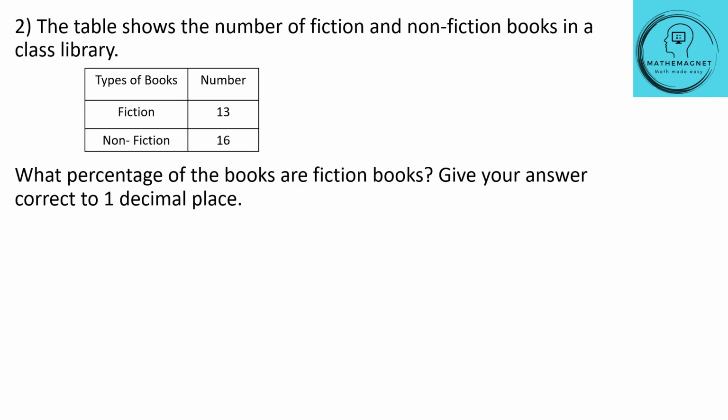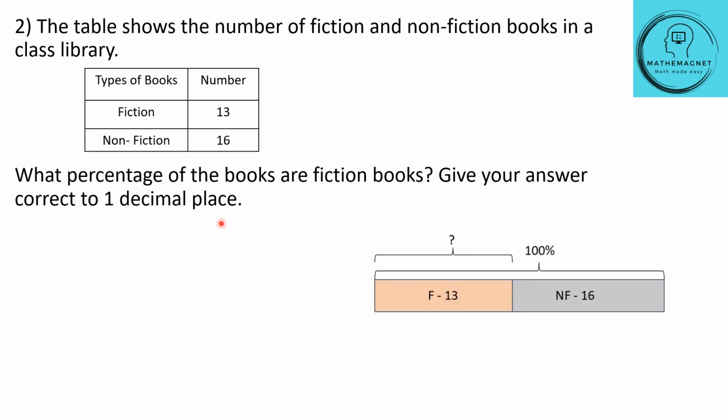Question number 2. The table shows the number of fiction and non-fiction books in a class library. That is, you have two types of book, fiction and non-fiction. For fiction we have 13 books, and for non-fiction we have 16 books. Now what percentage of the books are fiction books? Give your answer correct to one decimal place. Now we need to find what percentage these 13 fiction books contribute. So let's begin with the bar model.